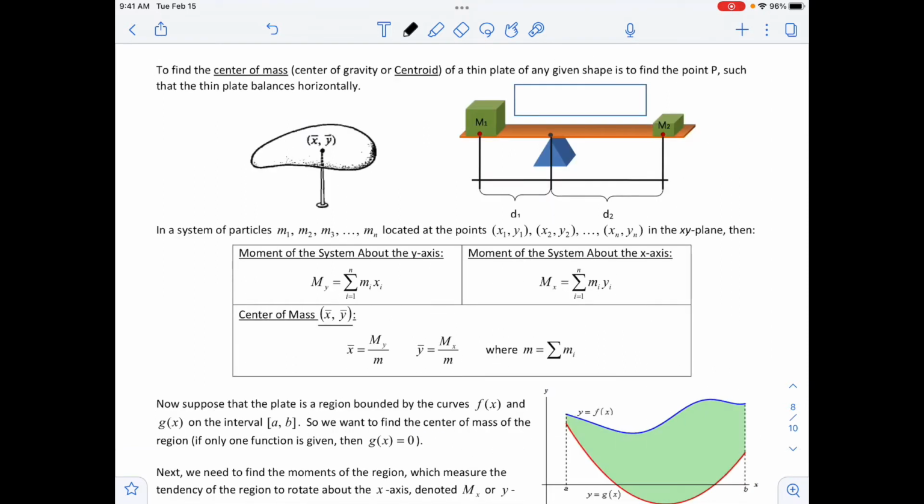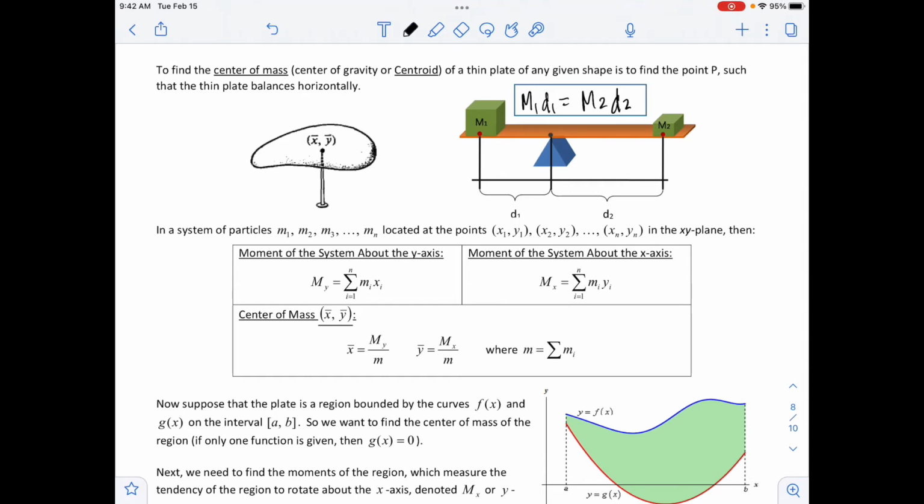To find the center of mass, or the center of gravity, or the centroid of a thin plate of any given shape is to find the point P such that the thin plate balances horizontally. So it's almost like if you were to take an object and just set it on your finger, you need to find that centroid, that center of mass, where it would balance exactly. And so you can see that in the picture there, it's x bar comma y bar was that point. And so dealing with two masses in the picture next, we would have to figure out where mass 1 times distance 1 is equal to mass 2 times distance 2 to make those equal.